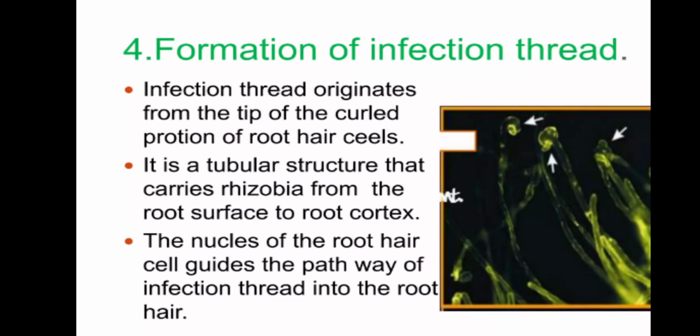Formation of infection thread. A tubular structure called the infection thread forms from the root hair cell wall. The nucleus of the root hair cell guides the pathway of the infection thread into the root hair. And the rhizobium cells travel through this infection thread, moving deeper into the root tissue.